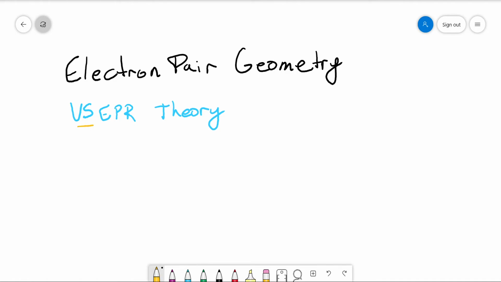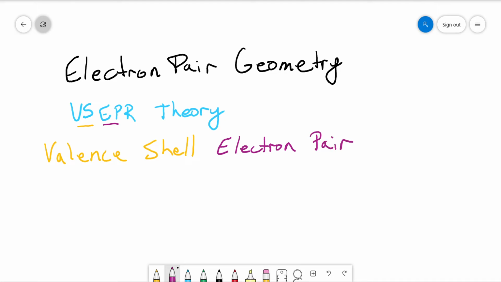So the VS is valence shell. That's just the outermost shell on an atom. EP is electron pair. And the R is repulsion.